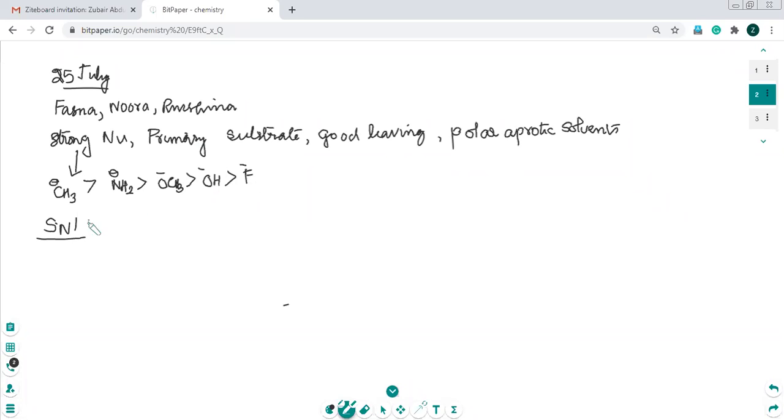SN1 reaction, substitution nucleophilic unimolecular. Now let us look at the kinetics of this reaction. If you do kinetic experiments, that is rate determining experiments.